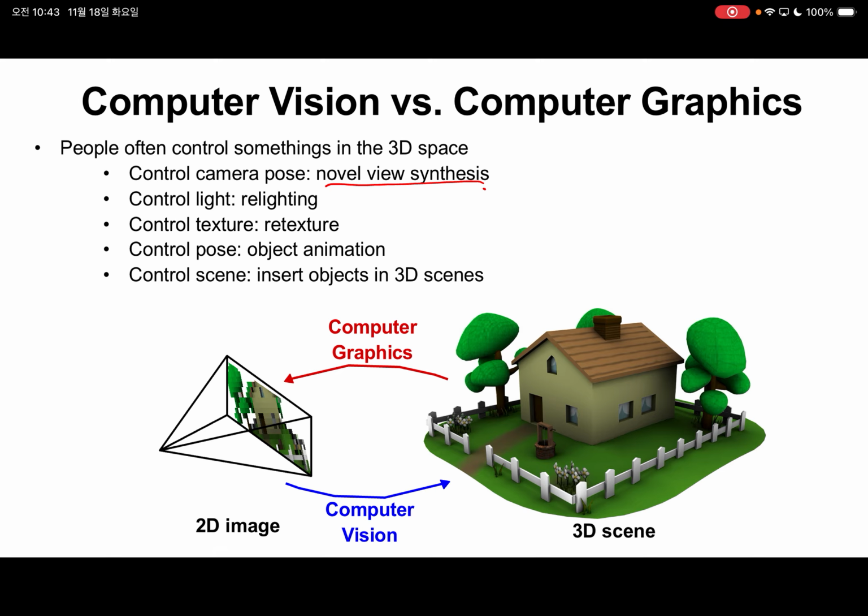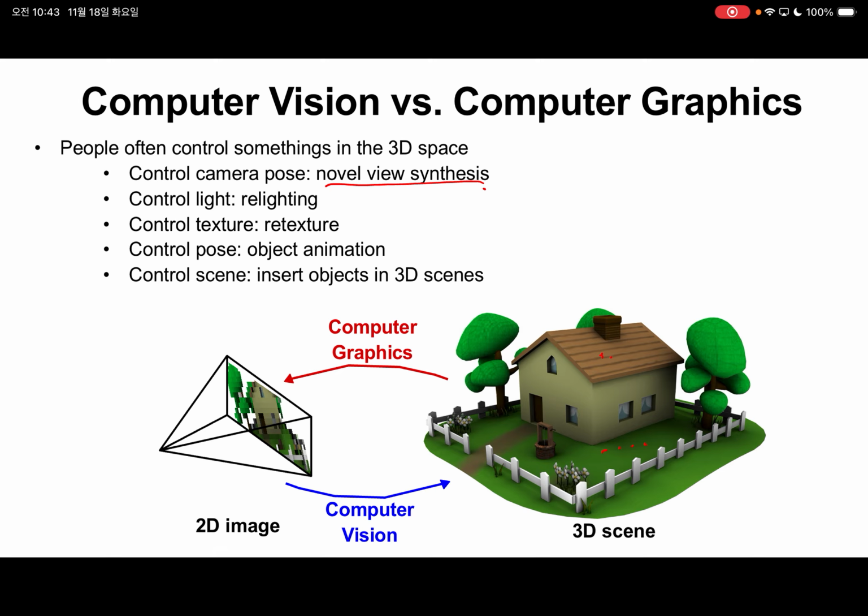Or we'd like to control light. Maybe we'd like to change the color of light, the position of light. We'd like to control them. That is called relighting, changing light in 3D space. And we can control texture. So now the house is brown colored with some greenish grass, right? Maybe we can change the color of the house to red or blue. We can change texture in 3D space.